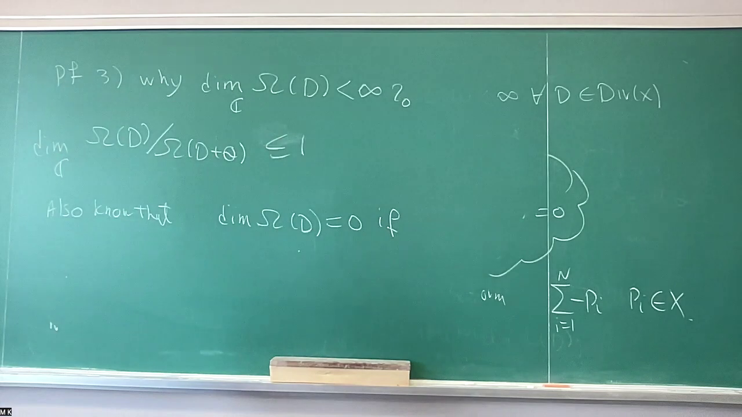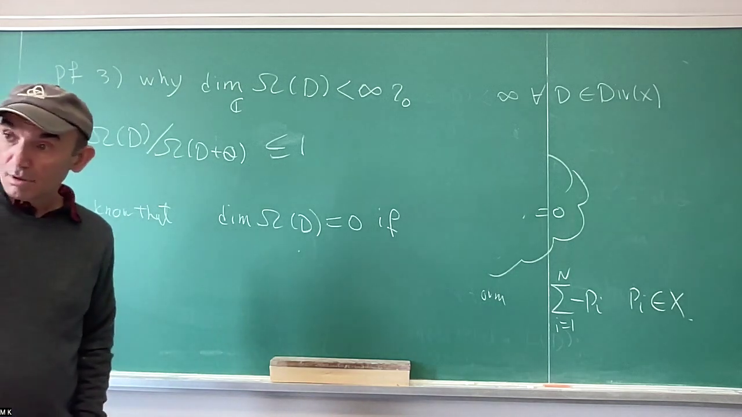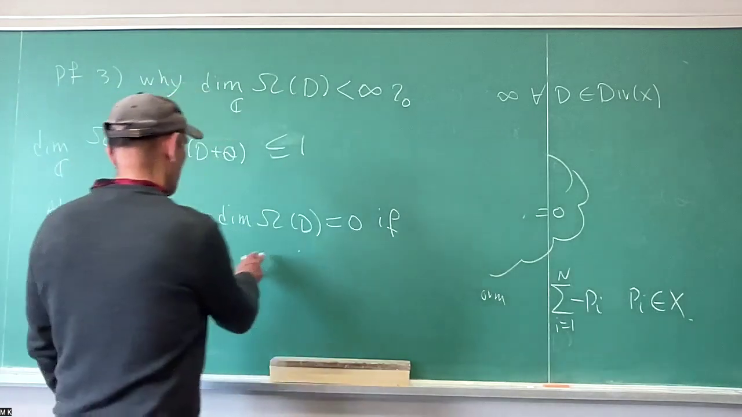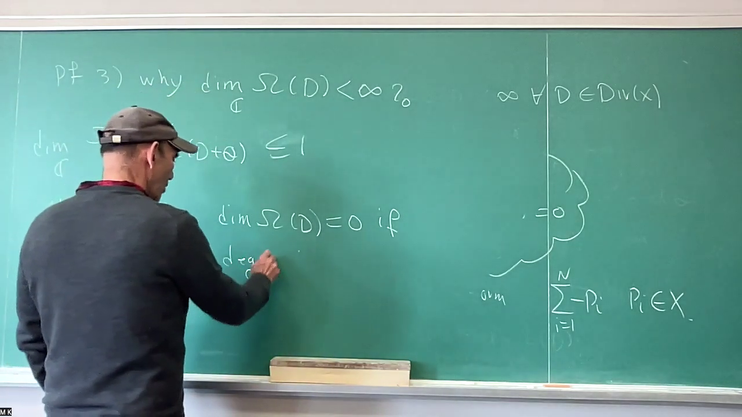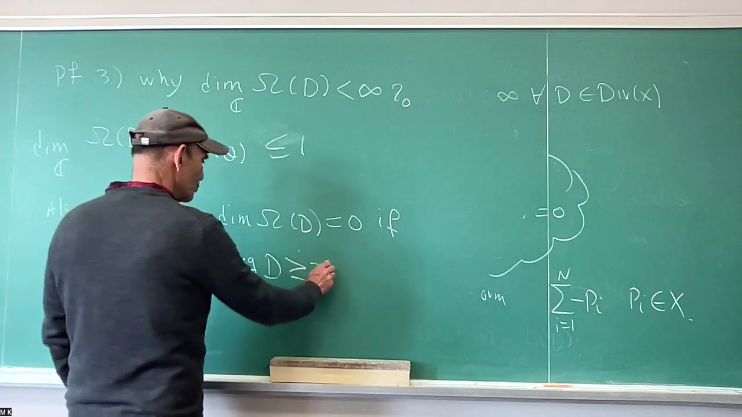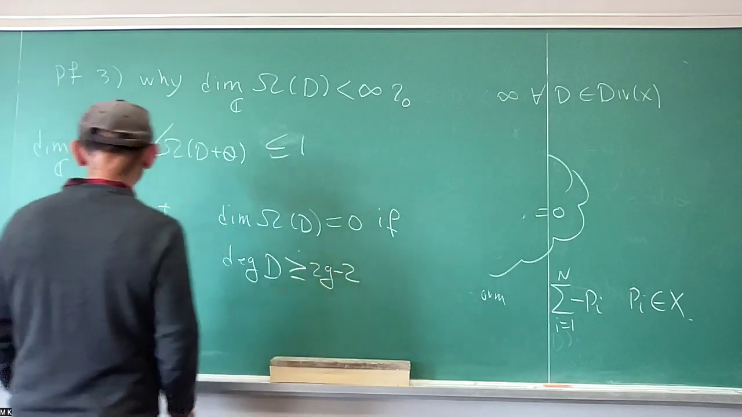When there was a condition, this omega of D has no meromorphic form in it as soon as the degree of the divisor is bigger than or equal to 2g minus 2. Right? Negative Euler characteristic, exactly. So this is 0 if the degree of D is bigger than or equal to 2g minus 2.